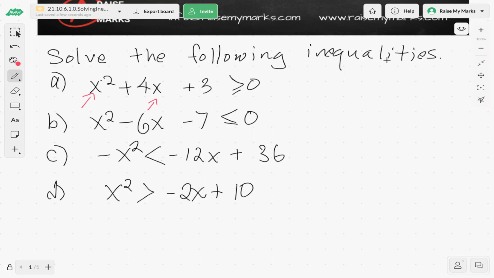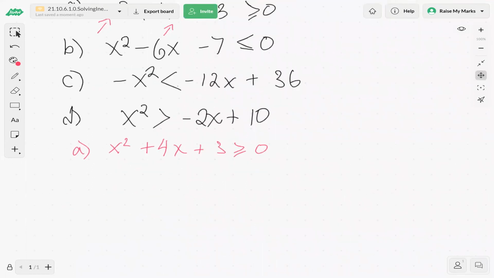Okay, so how can we do this? Let's put it down here. Let's rewrite it. How I like to do these is I like to start by pretending it equals 0, so that if I factor, I can figure out the x values that satisfy this equation. So let's factor x squared plus 4x plus 3.